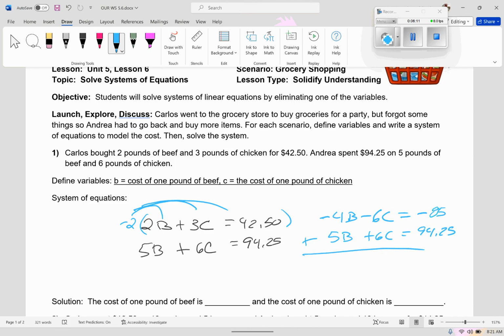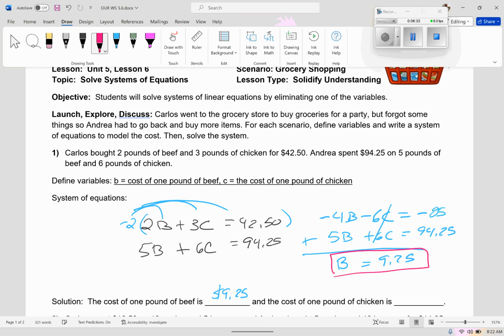So I get 1b, which is the same thing as b. The c's cancel out. Then if I go -85 plus 94.25, we're going to get 9.25. So 1 pound of beef is $9.25. So we've answered the first question. Let's go to the second question.